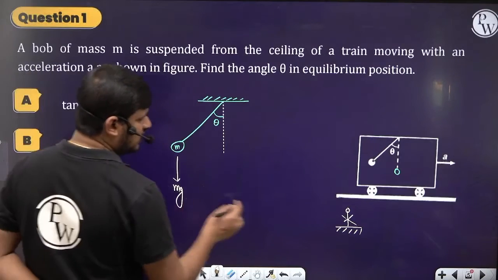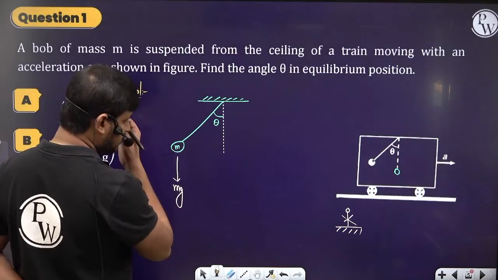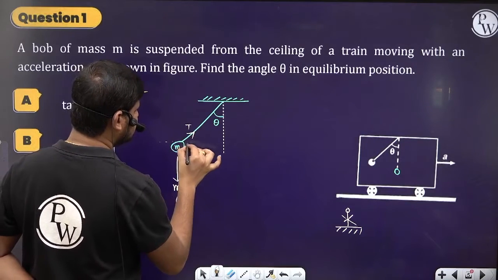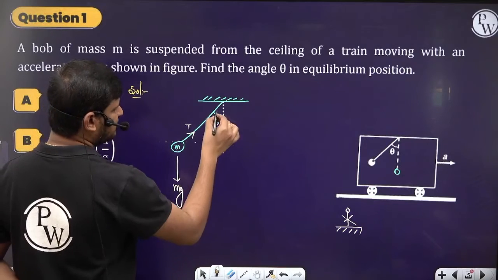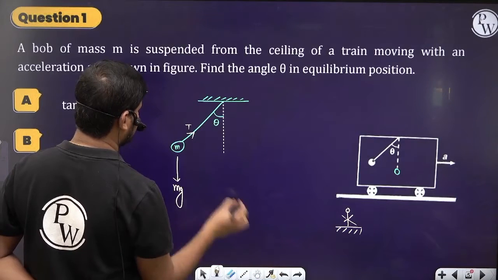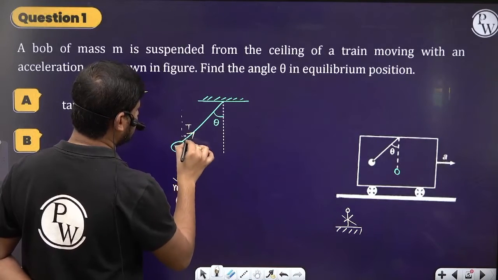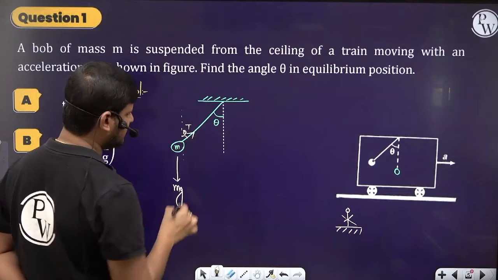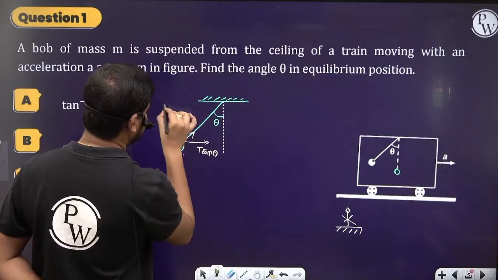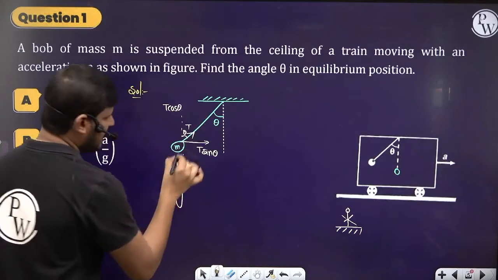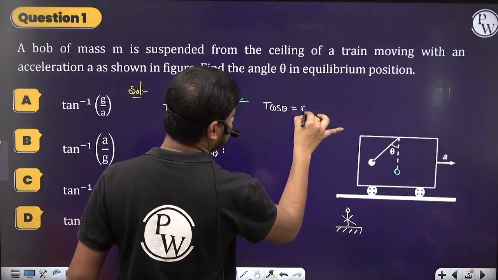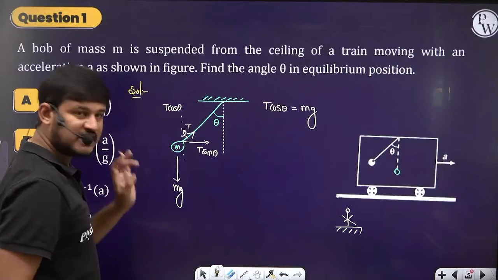Now the weight of the bob is mg this side, and here the tension T acts. Yes or no? If this angle is theta, let's take not horizontal, consider the vertical line. So if this angle is theta, this angle is also going to be theta. Obviously this side it's going to be T sin theta, and this side T cos theta. I can write now that T cos theta is balanced by mg. The T cos theta is balanced by mg.